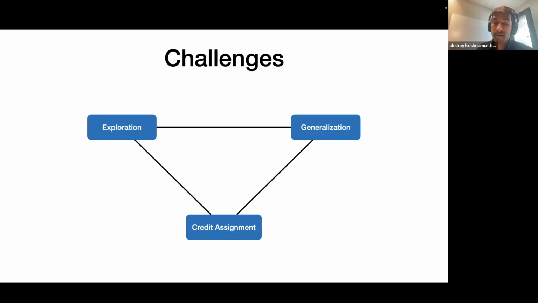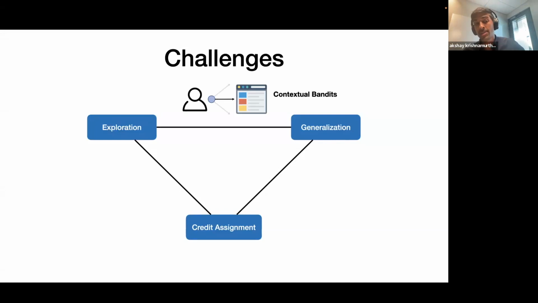And one thing that the community has been doing is trying to isolate subproblems that focus on addressing one or two of these challenges at a time. There's a subproblem called contextual bandits, which focuses on addressing exploration and generalization. These are problems where you're still making decisions in an uncertain environment, but your decisions don't have long-term consequences. Whatever you do today affects only what happens today and not what happens tomorrow. So you don't have to think about, when you made a long sequence, which moves you made were useful or not useful.